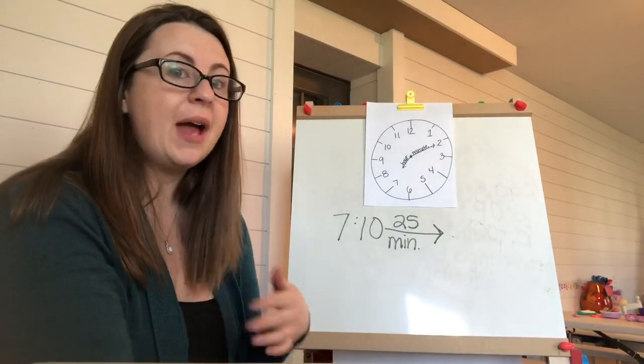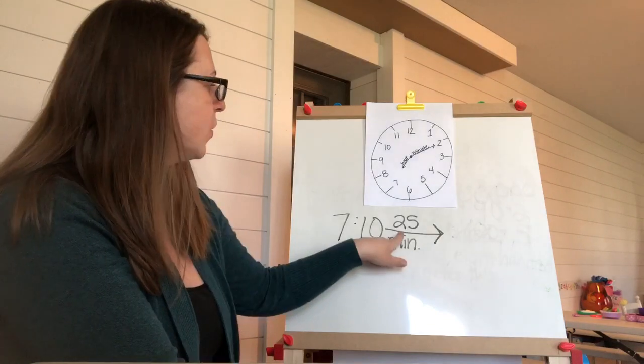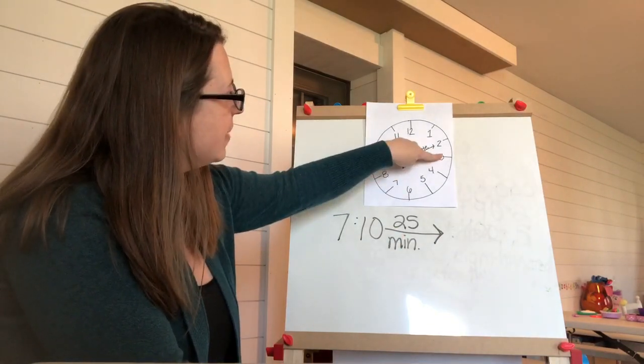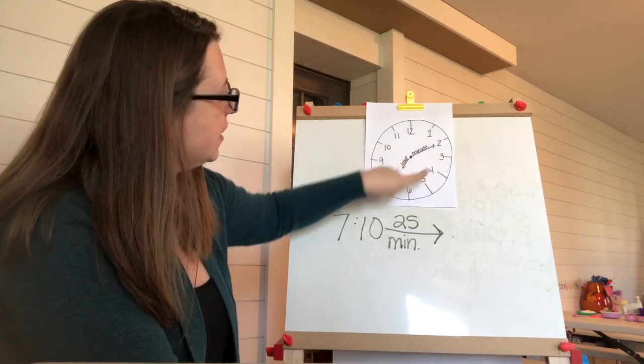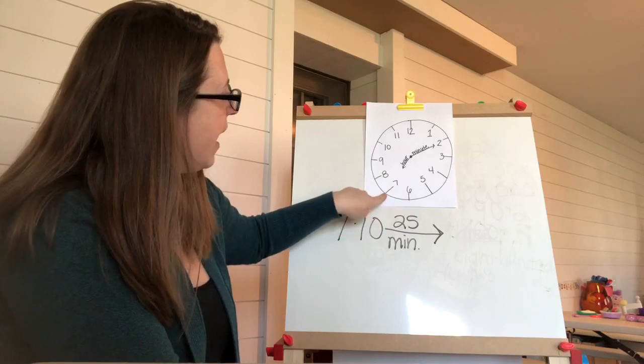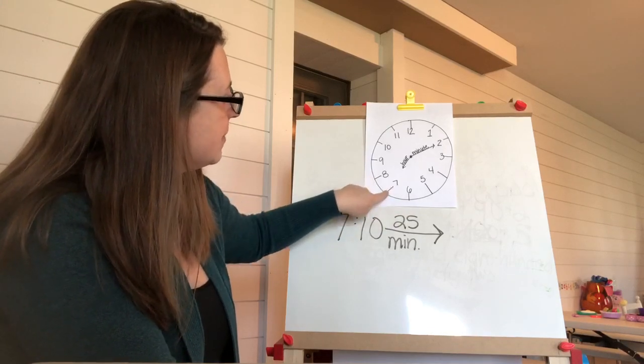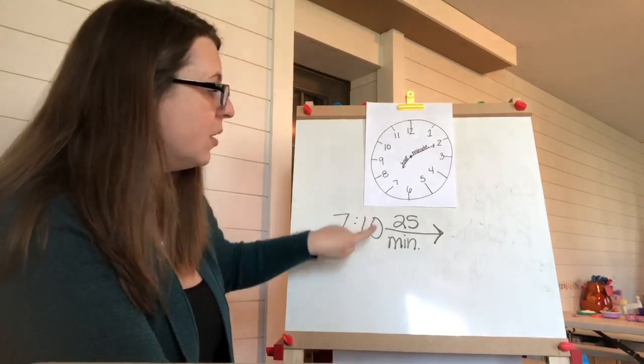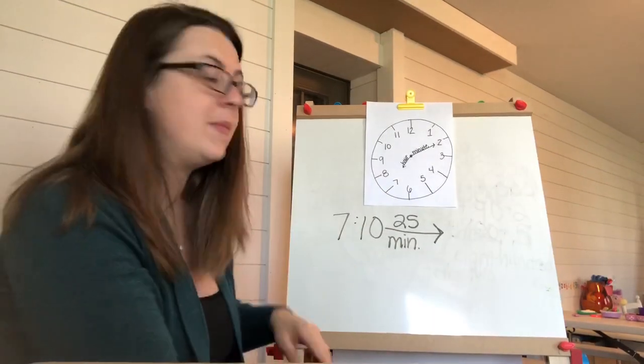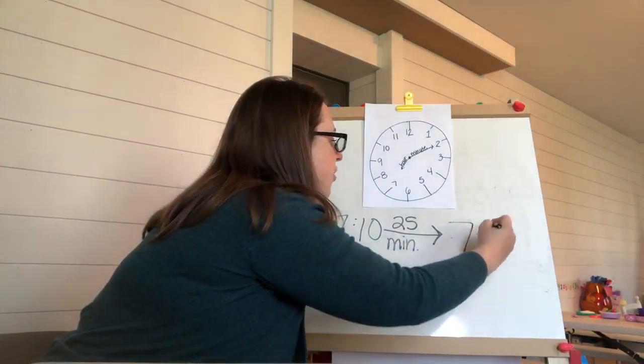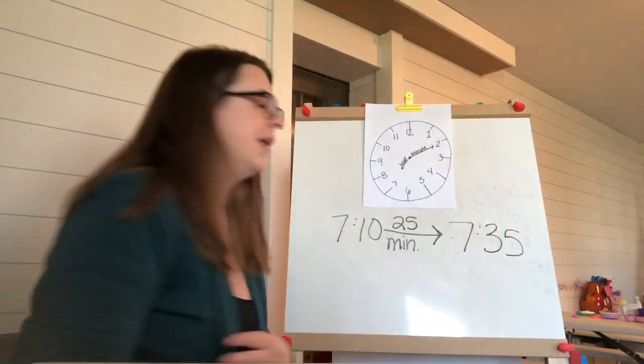if you just know it in your head, whatever works for you. But 7:10 plus 25 minutes, I'm going to count 5 minutes, 10, 15, 20, 25, and I know that this puts me at 35 minutes. And we also know that 10 minutes plus 25 minutes is 35 minutes. So that would put me at 7:35 on my clock.